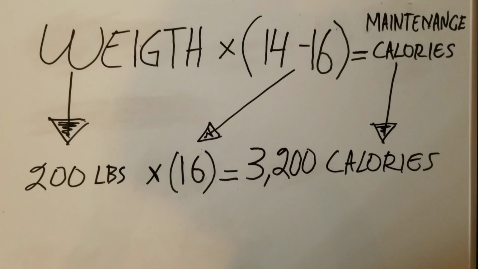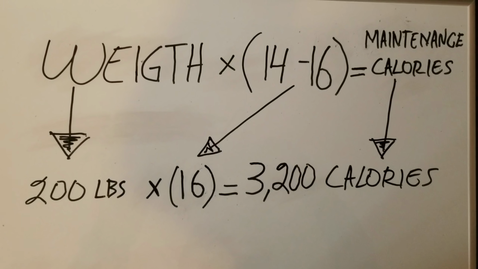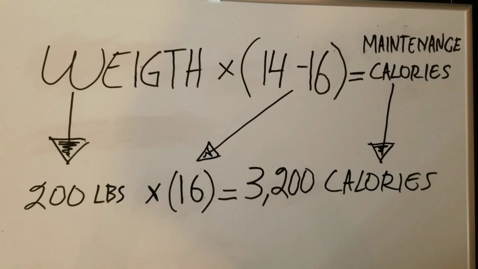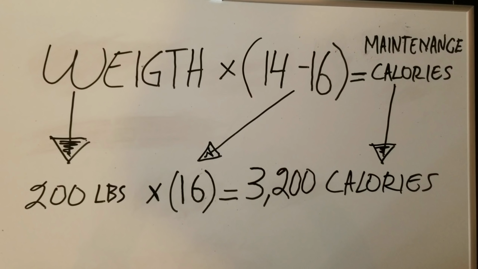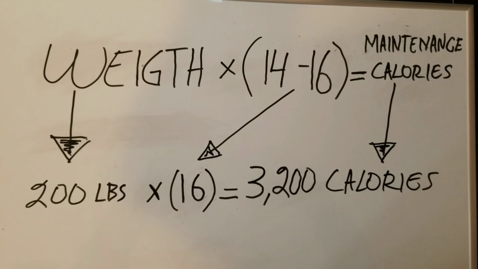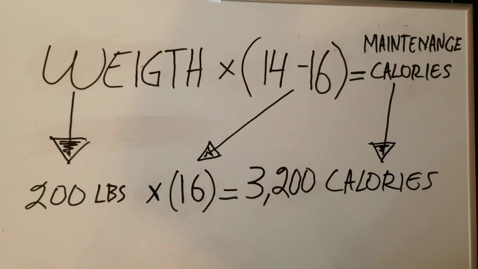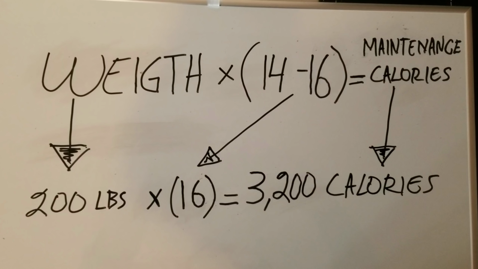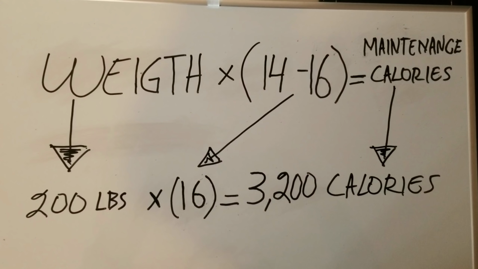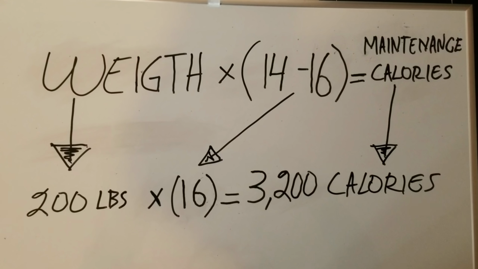Keep in mind, there are multiple ways to calculate your maintenance calories. That's the number of calories your body needs to maintain its weight. So the first thing we're going to do is use this very simple equation. You'll use your weight and multiply by a number between 14 and 16. If you use 16, that'll give you a slower calorie deficit. If you use 14, that'll give you a higher caloric deficit.